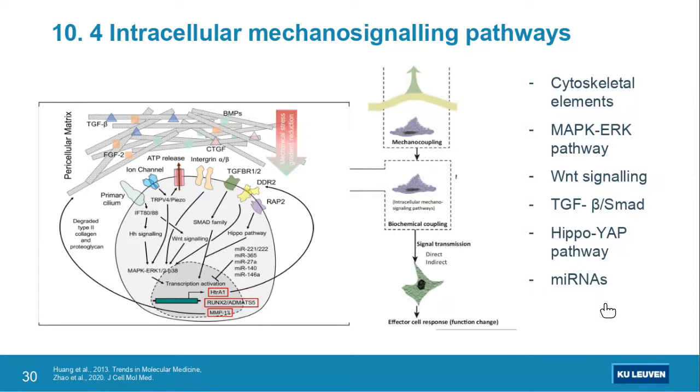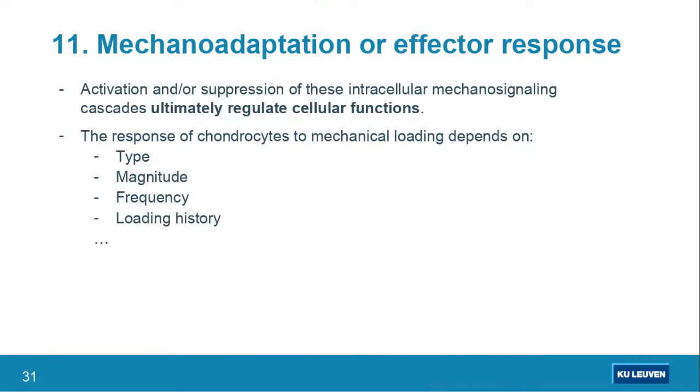So you don't need to know, of course, all these pathways or the details of these pathways, but I would like you to remember that after this mechanotransduction process, these pathways are going to activate or lead to specific gene expression in the cell. So these pathways are going to activate or repress specific genes in the nucleus of the cell. Then we will be in the last step of the mechanotransduction process, which is the mechano-adaptation or effector response.